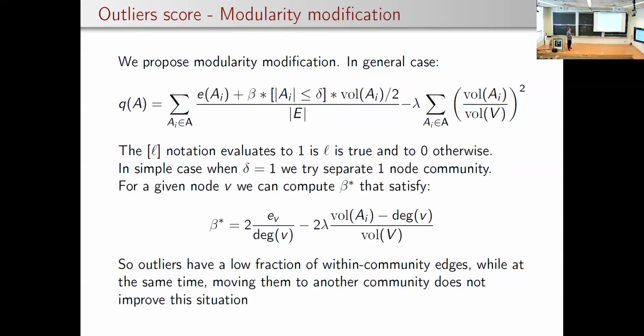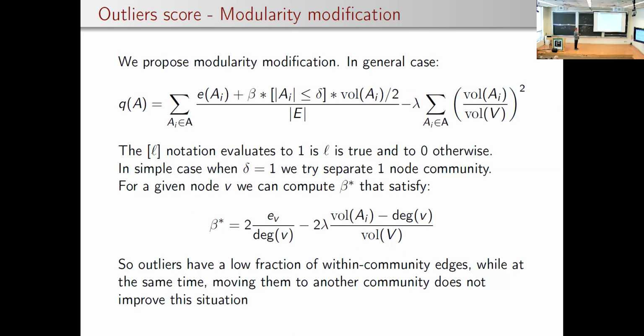Yes. And in a simple case, we take this parameter delta as 1. So we want to separate just one-node communities in our case, but we also want to find other communities which are huge communities. So if we put delta to 1, we can compute some kind of beta star score, and this score can be computed for each node. And this is the relation of how this score looks.